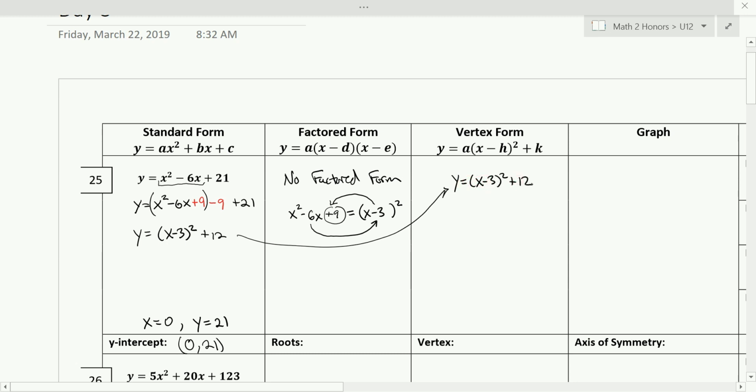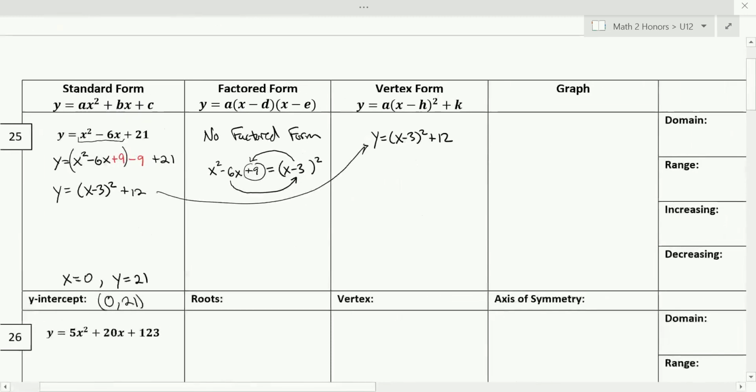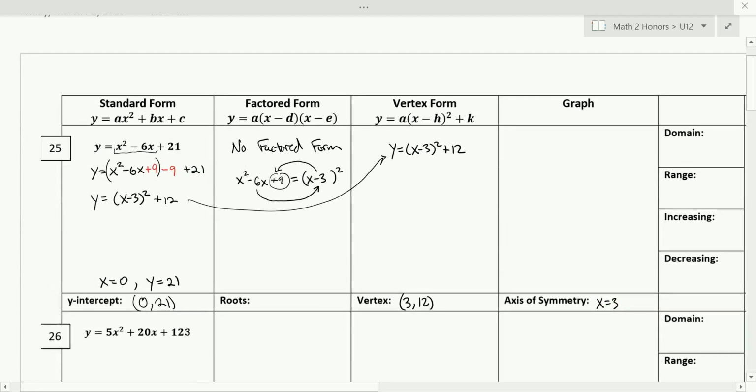Okay. What would you do next? Find the roots or the vertex? Okay, we already know the vertex. What's the vertex? 3, 12. What else do we know? Which is x equals 3.